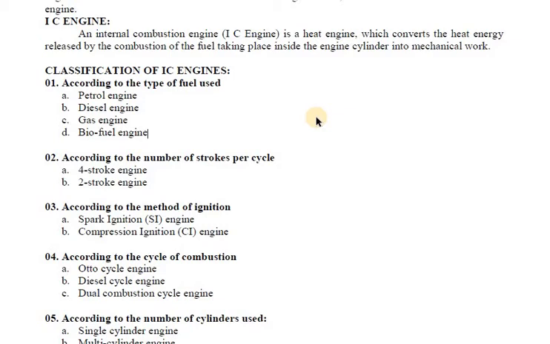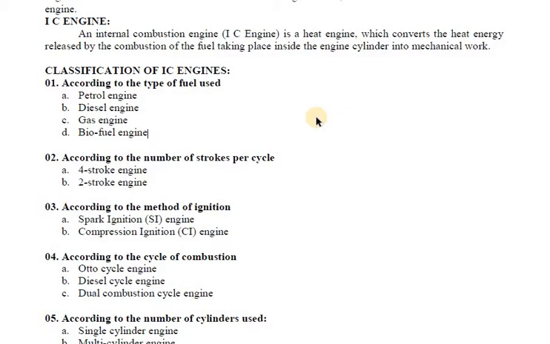So next, move to the second type, that is according to the number of strokes per cycle. That is basically, I think you know about this, the 4-stroke engine and 2-stroke engine. So the number of strokes that will happen during the working of the engine. And the third category is according to the method of ignition, how the ignition or the burning of fuel will take place.